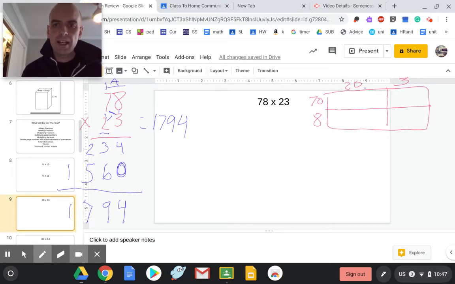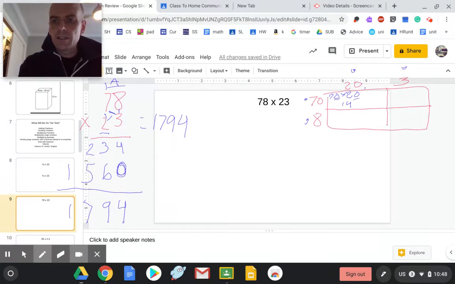To do the area model, well, you simply break it in to its places. So 78 gets broken into 70 and 8. 23 gets broken into 20 and 3. And then you just line them up. So here I'm going to do 70 times 20. And I know 7 times 2 is 14. And there's 2 tens, so 1,400.